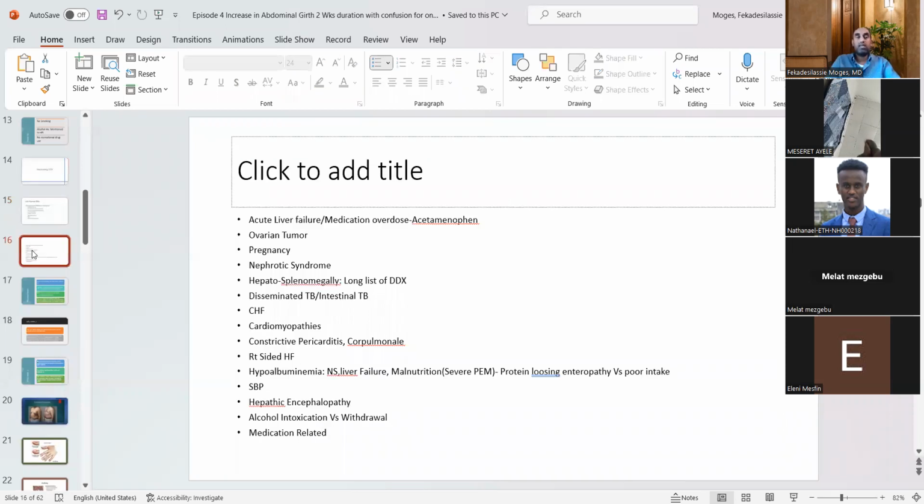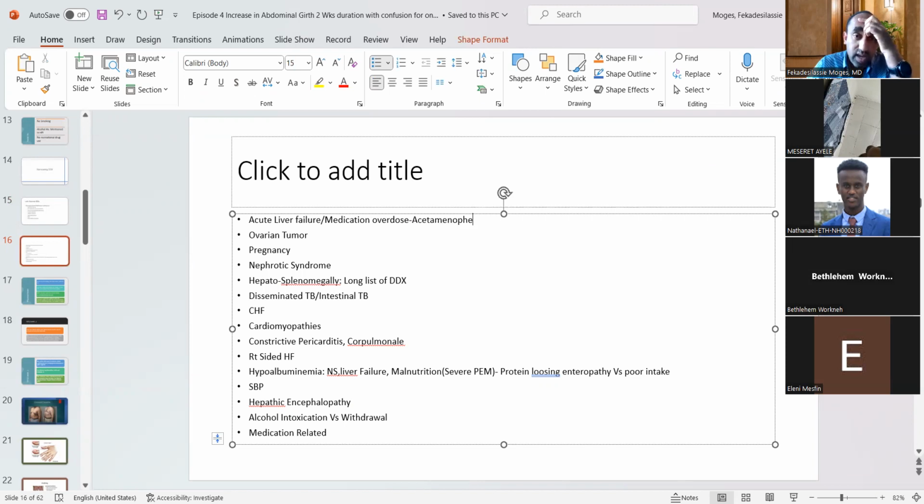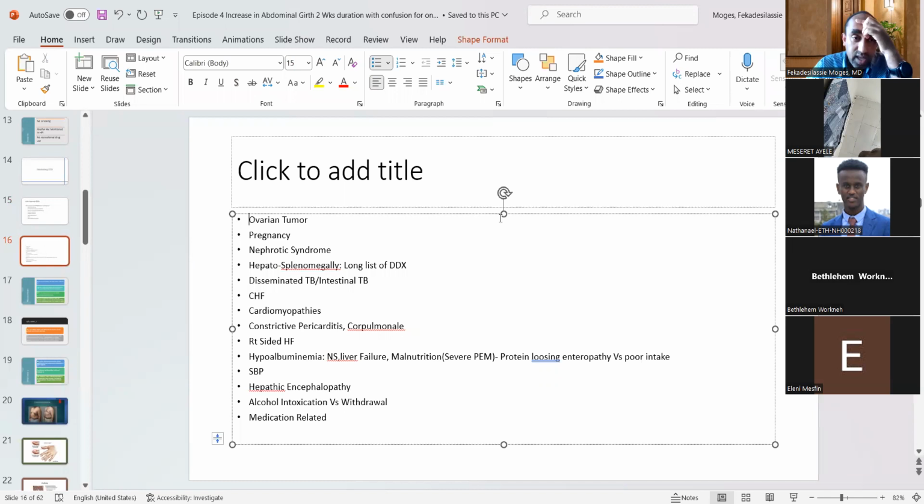Help me, guys. Acute liver failure, medication overdose with acetaminophen, keep or remove? Remove, because there is no history. The patient has denied such history.